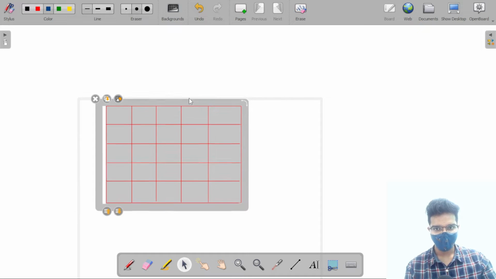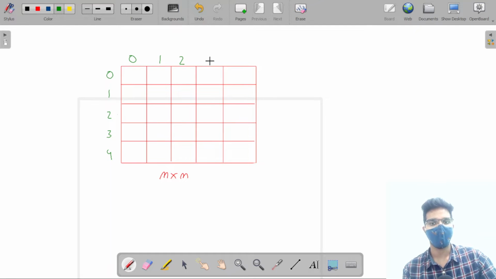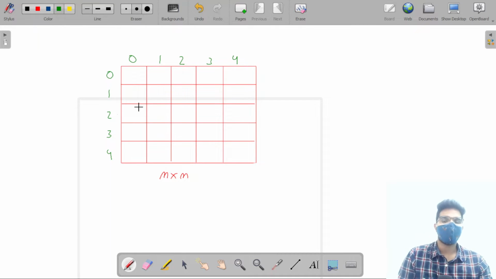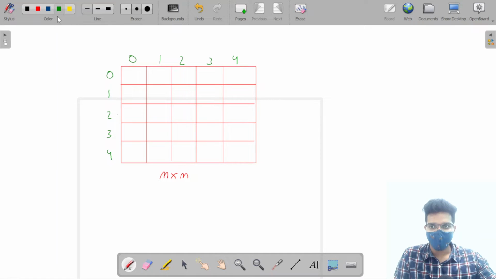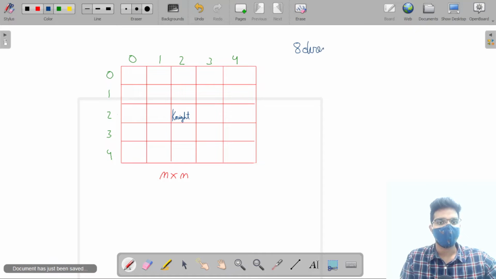So we are given an n cross n chessboard. I'll write it here, n cross n chessboard. I'm going to write the row and column numbers 0, 1, 2, 3, 4, 0, 1, 2, 3, 4. Also we are given a row number and column number where a knight is initially standing. Let it be anywhere, let it be here. Think of it like your knight is currently standing here. So this is your knight. Now we are given that there are a total of 8 directions in which your knight can travel.